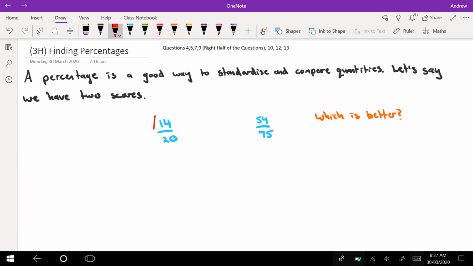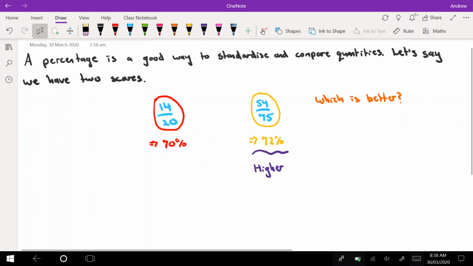That's an easy example. So for the percentage of 14 out of 20, we should know that that is equal to 70%. Okay? For 54 out of 75, well, that is equal to 72%. Okay, so we can know that 72 is higher. And so 54 out of 75 is the better score.